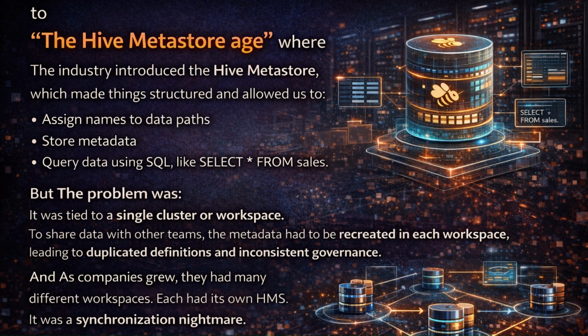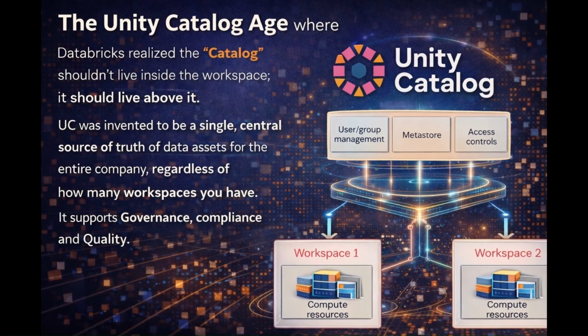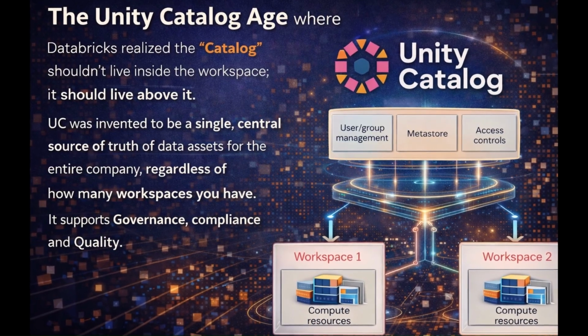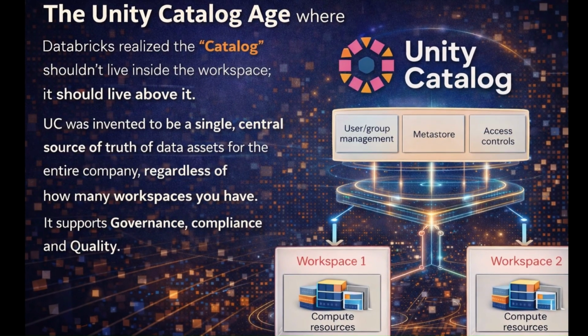And as companies grew, they had many different workspaces. Each had its own Hive Metastore. It was a synchronization nightmare. So today, we are in the Unity Catalog age, where Databricks realized the catalog shouldn't live inside the workspace. It should live above it. UC was invented to be a single, central source of truth of all the data assets for the entire company, regardless of how many workspaces you have. It supports governance, compliance, and quality.